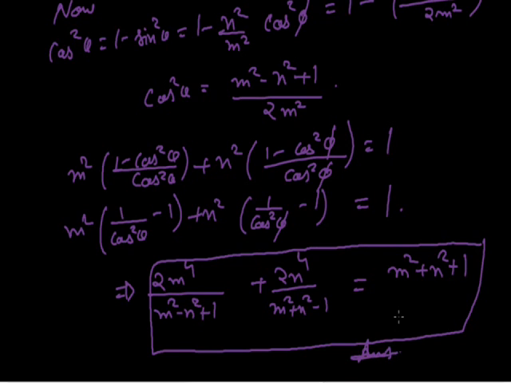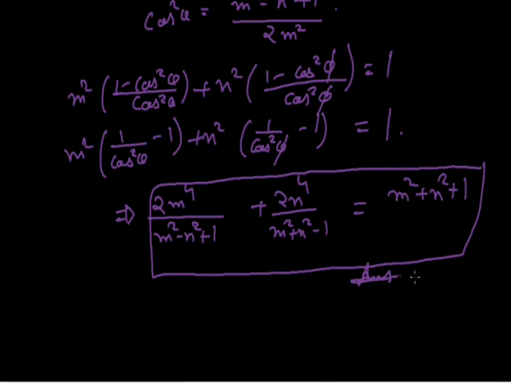Answer. Now we will discuss some miscellaneous problems of these trigonometric ratios and identities in the next lecture, and that lecture will be the last lecture of this chapter. That's it. Thank you.